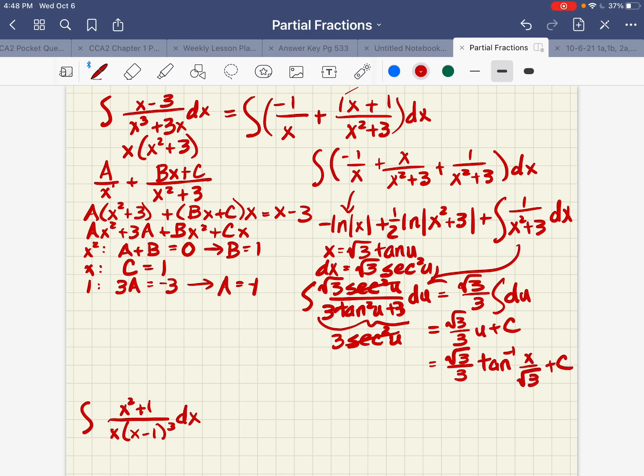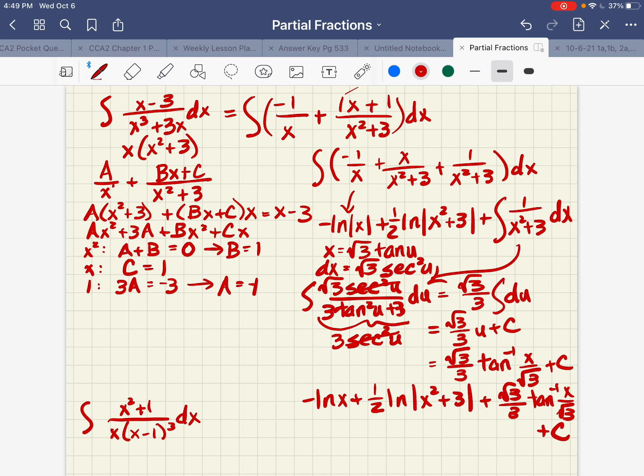Let's see. So then my whole answer is negative natural log of x plus 1/2 natural log of x squared plus 3, plus root 3 over 3 inverse tangent of x over root 3, and don't forget the c.